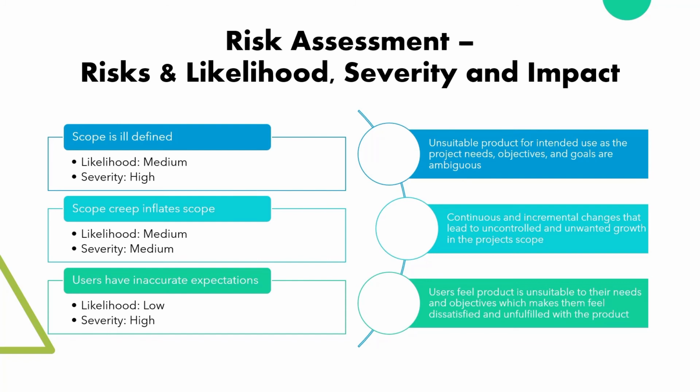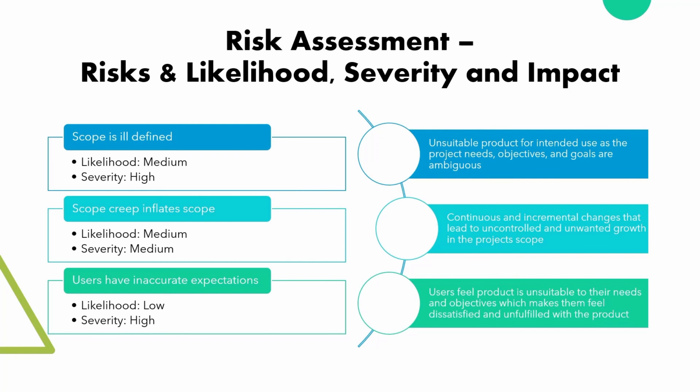This is a medium probability of occurring, however, the severity of the impact would be quite high, as if the Hourglass timesheet system were developed with a poorly defined scope, the end product would be unsuitable for the client's intended purpose. Another potential risk was that scope creep inflates the scope to an unattainable amount. This is relevant to our project, as through the development of the Hourglass timesheet system, there could be unwanted inflation of the scope. This is a medium probability of occurring, and the severity of the impact would also be medium, as it will most likely only lead to the unwanted growth to the project scope through incremental alterations, which can be reverted if noticed soon enough.